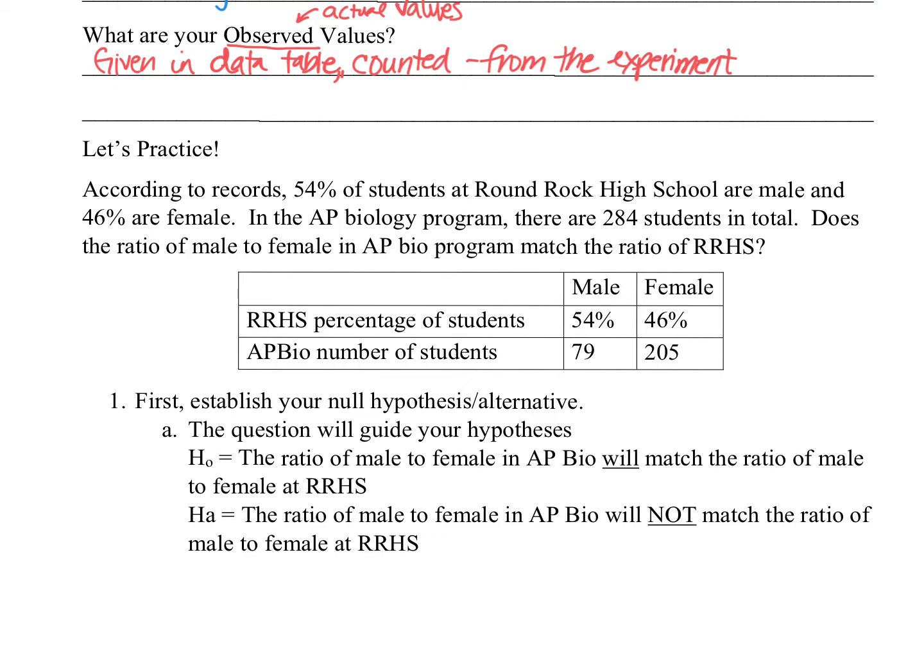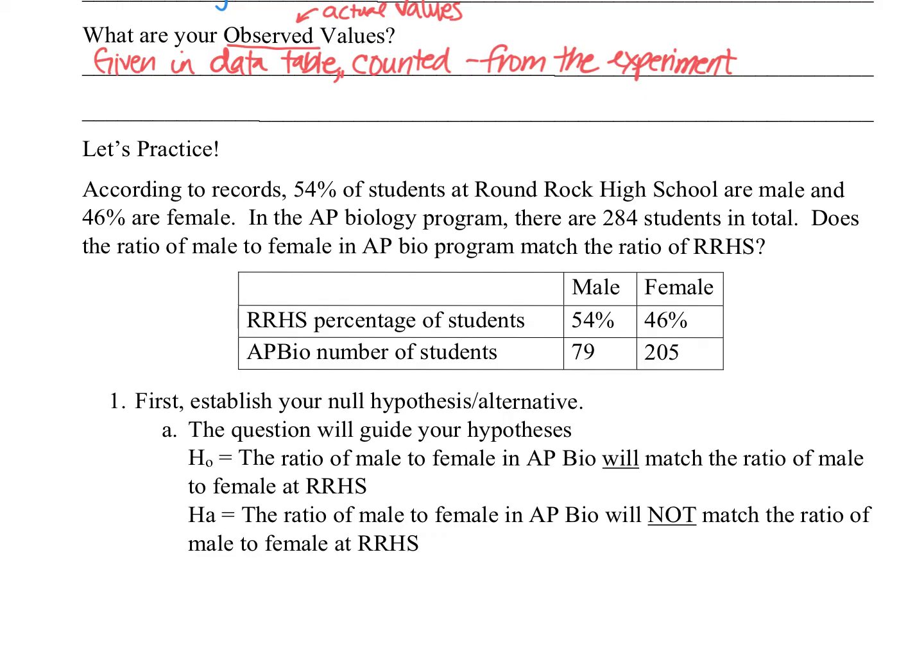According to the records, 54% of the students at Round Rock High School are male and 46% are female. In the AP Biology program, there are 284 students in total. So the question is, does the ratio of male to female in the AP Biology program match the ratio of Round Rock High School?